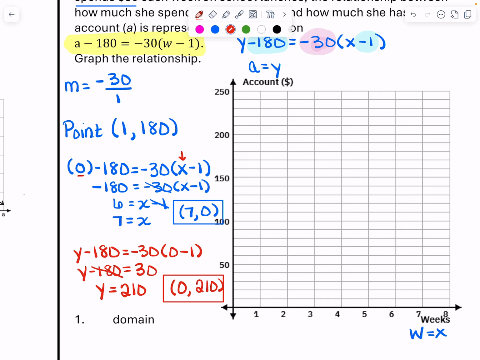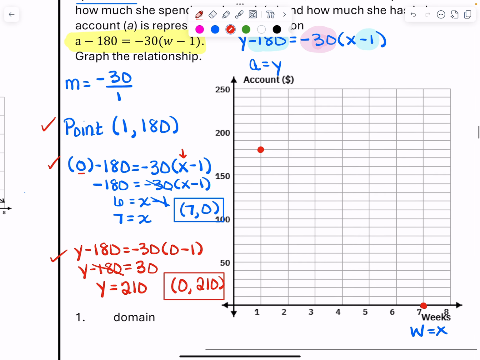So the first point I'm going to graph is (1, 180). The next point I'm going to graph is the x-intercept, (7, 0). Then I'm going to graph the y-intercept, (0, 210). Now, that is enough that I can see that it's going to be linear, that we can connect that.